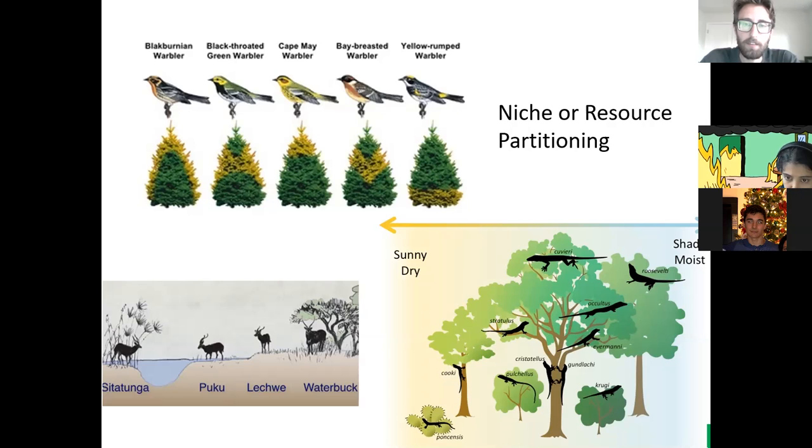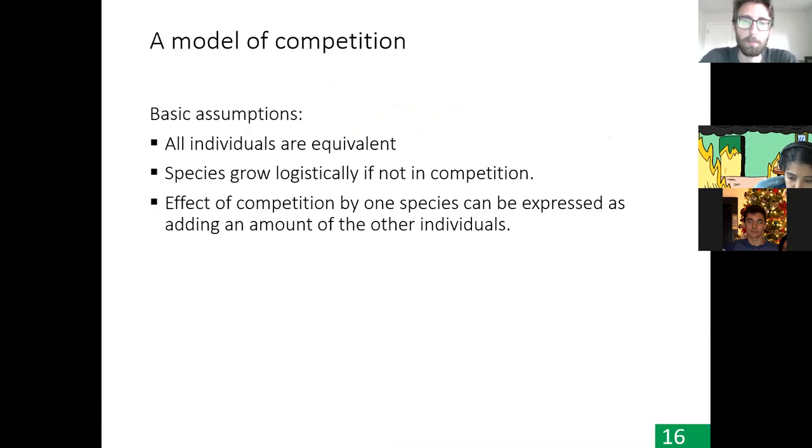Okay, so yeah, that's resource partitioning, evolution of less resource overlap over time, which can promote coexistence and less competition being less strong among the different species that are competing with each other. All right, so those are some ideas about competition and stability. Let's pick up with that model that I mentioned.